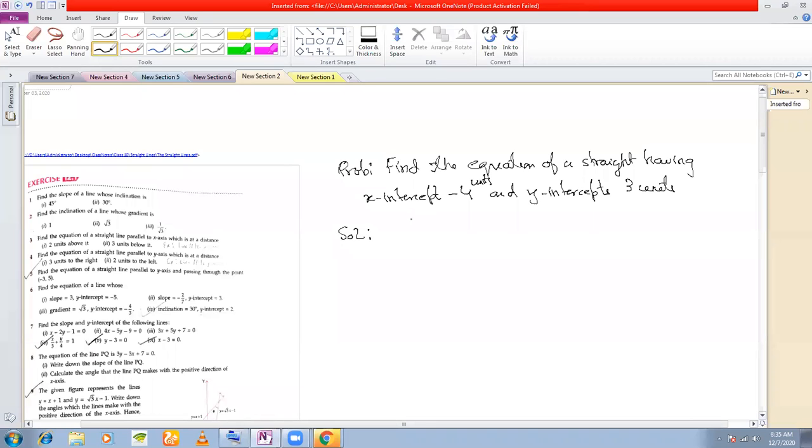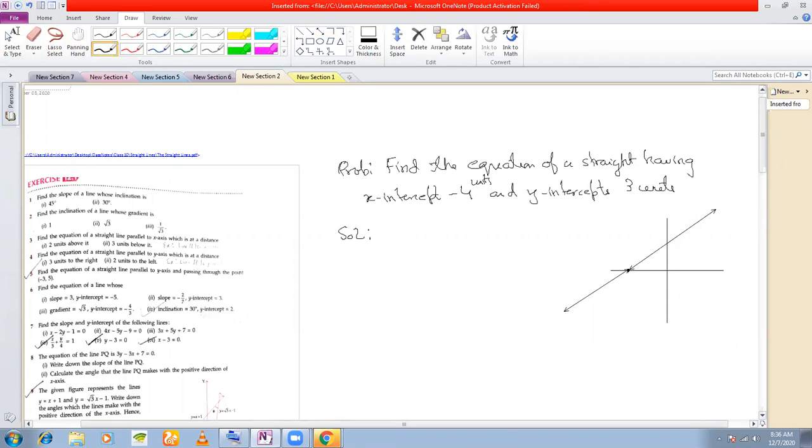If the line has x-intercept -4, what does the line look like? Since the x-intercept is negative and the y-intercept is positive, this line will look something like this. Okay, let me just extend this. It will look like this.